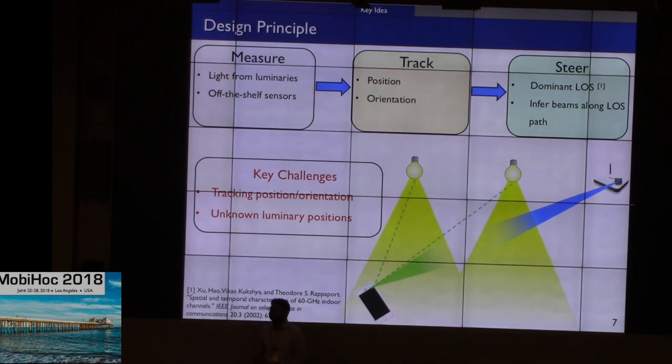Now there are two key challenges in this beam tracking problem. The first one is to simultaneously estimate both the position and the orientation of the mobile device using the light measurements alone, which has not been done before. The second challenge is that these indoor lights may have unknown location with respect to the access point. Eventually, we want to track the mobility with respect to the access point, so we want to localize these devices and these light sources in the indoor environment as well.